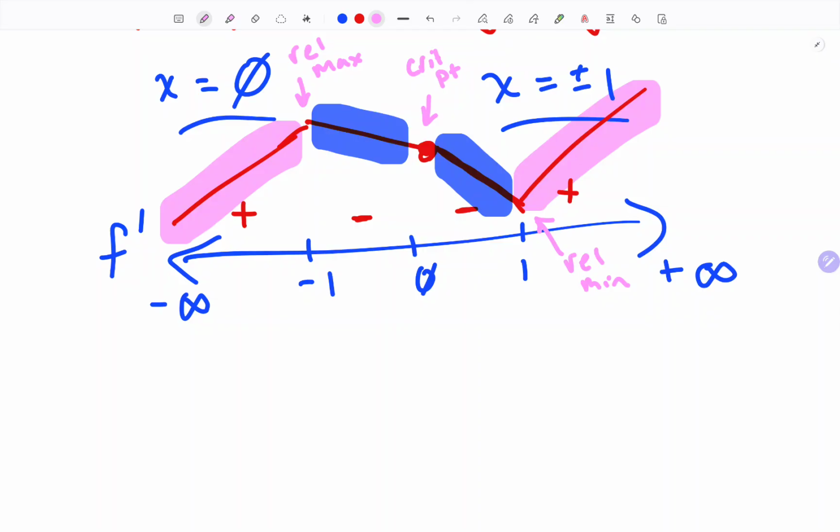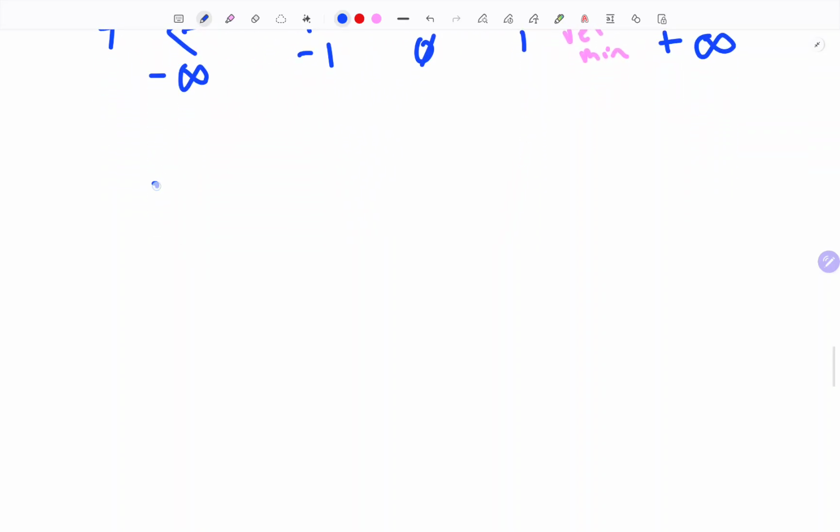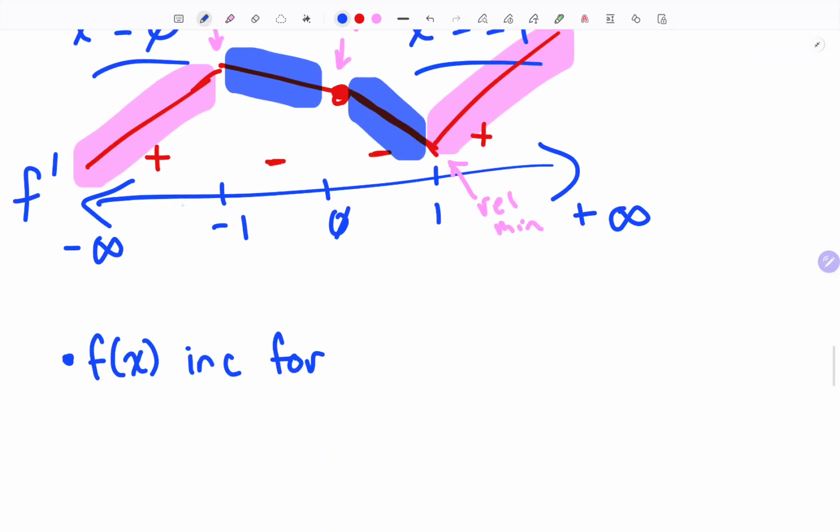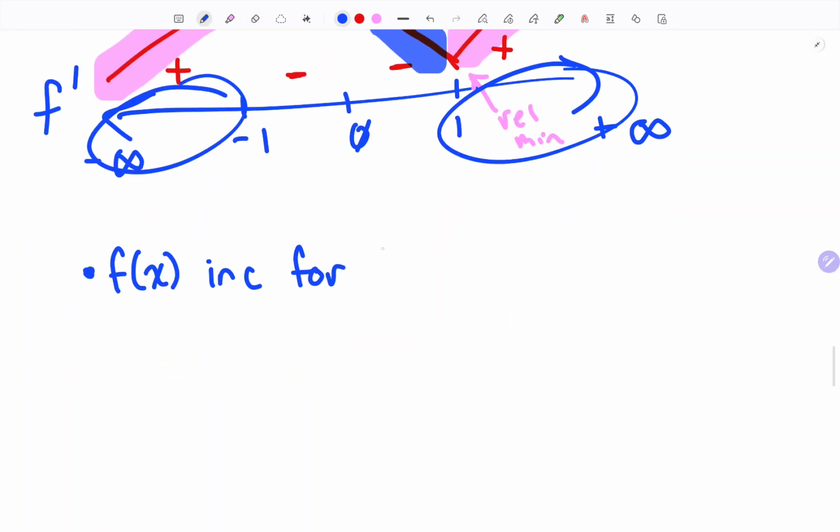Okay, you don't need to write all of that down for notes. You can if you want to, but when you're doing a problem, you don't need to. What you do need to do is answer the questions that were asked. So they asked, where is f of x increasing? So f of x is increasing for, we're going to look at our number line analysis, right? Negative infinity to negative 1 and 1 to infinity, those pink highlighted sections.